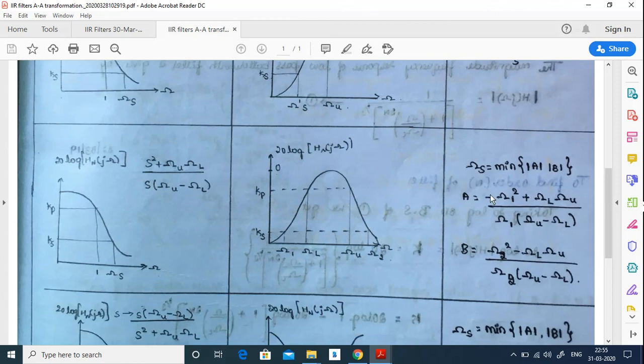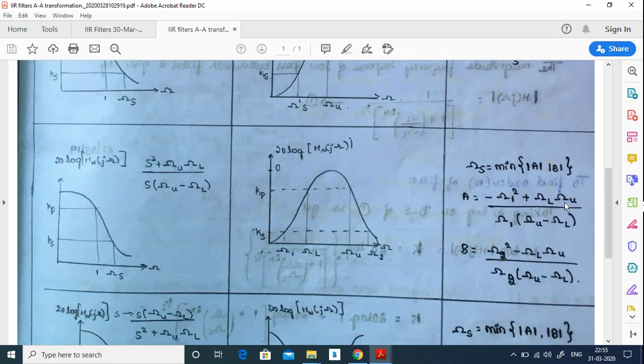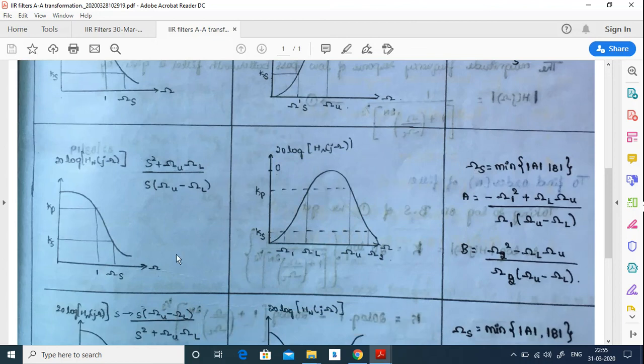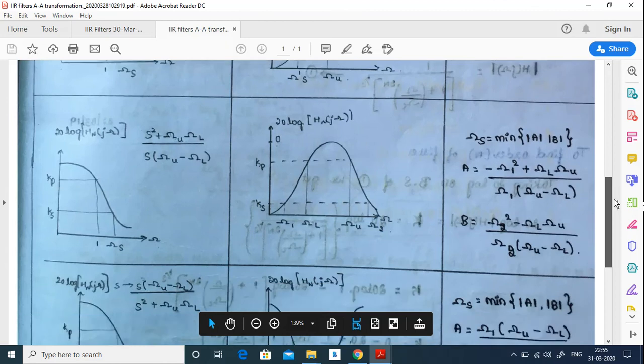What is A and B? A is equal to minus omega 1 square plus omega L omega u divided by omega 1 into omega u minus omega L. Similarly, B is given by omega 2 square minus omega L omega u divided by omega 2 into omega u minus omega L. So you'll get some value for A and some value for B. Take the magnitude of it, whichever one is less, that will be the value for omega s. That is the meaning of this. As a result, you will get this particular one, which is the normalized low pass filter.